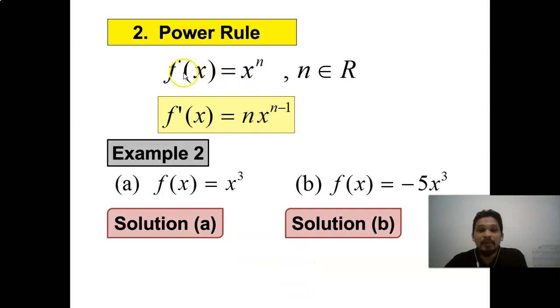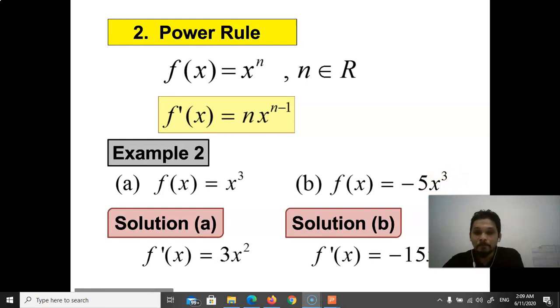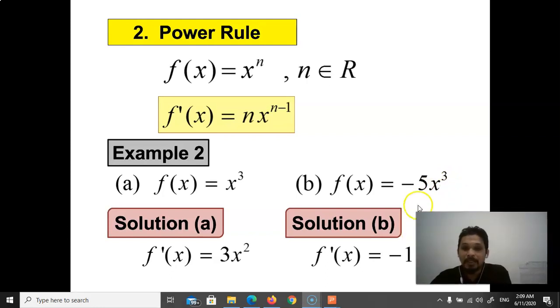And when the function f(x) equals x to the power of any number n, then f prime equals, bring the n to the front, then n minus 1. For example, if f(x) equals x cubed, then f prime equals 3x squared. So bring 3 to the front, then the power is 3 minus 1 equals 2. And for f(x) equals -5x cubed, then 3 times -5 equals -15, then 3 minus 1 equals 2. Okay.